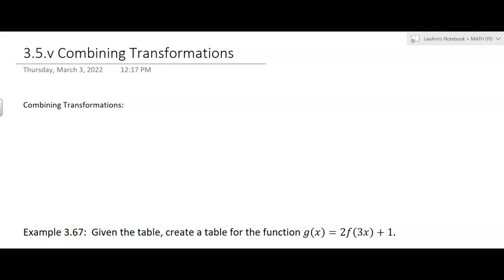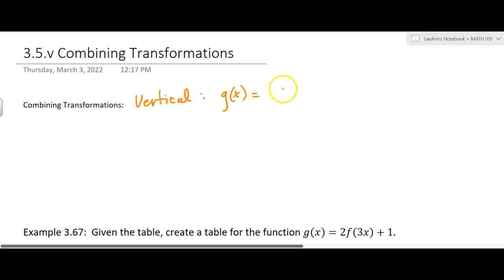Okay, so now we're going to talk about when there's more than one transformation, or combining them. So let's look at some vertical transformations. Let's say you have g of x is equal to a times f of x plus k.